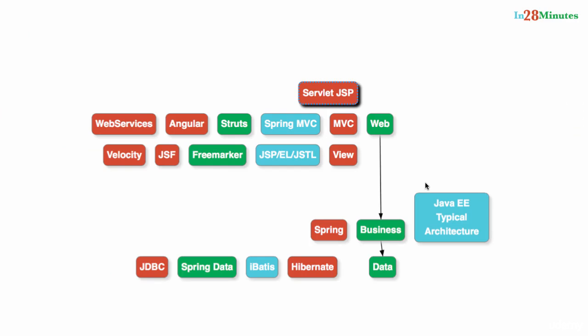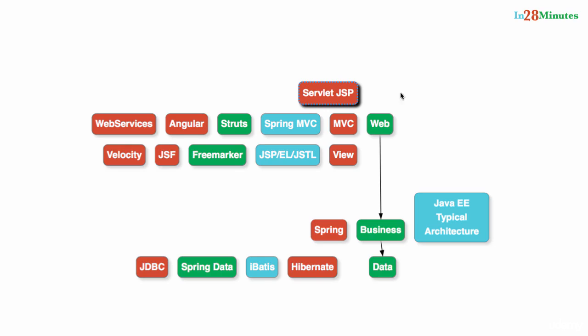When you move into the world of enterprise application development, we would develop applications in layers. We would have a web layer, we would have a business layer, we would have a data layer. So you would have separate layers, each having functionality of its own.